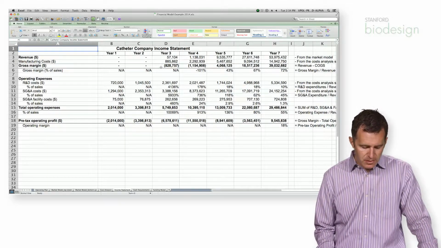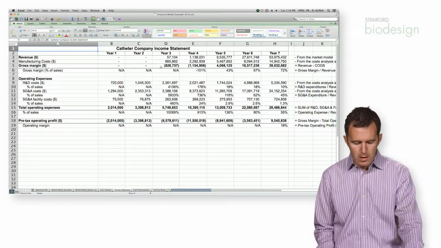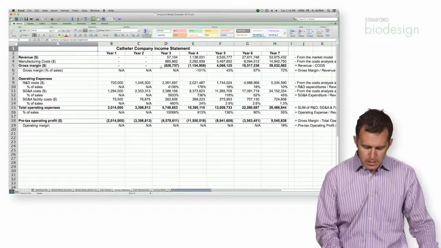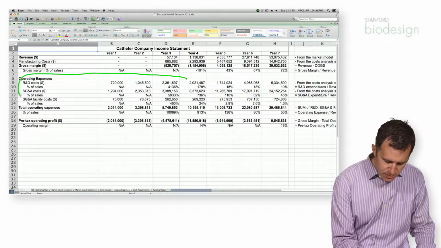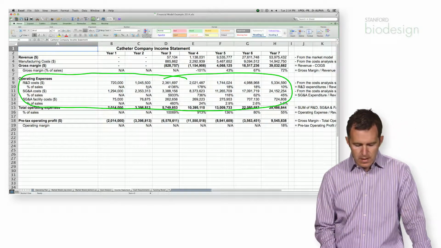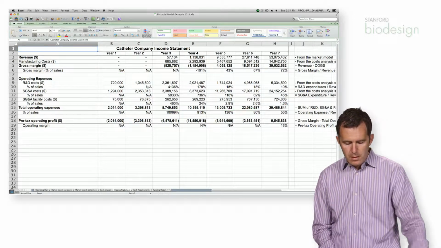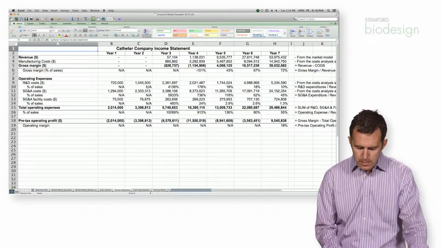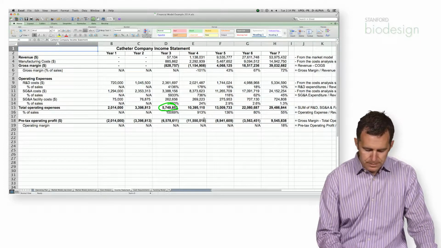The next piece of calculation that we need to do is determine all of our operating expenses. All of this information is going to flow directly from the cost analysis spreadsheet, where we look at our R&D costs, our SG&A costs, and even our facility costs. You go ahead and add all of those things up, and you can determine your total operating expenses on a year-by-year basis.